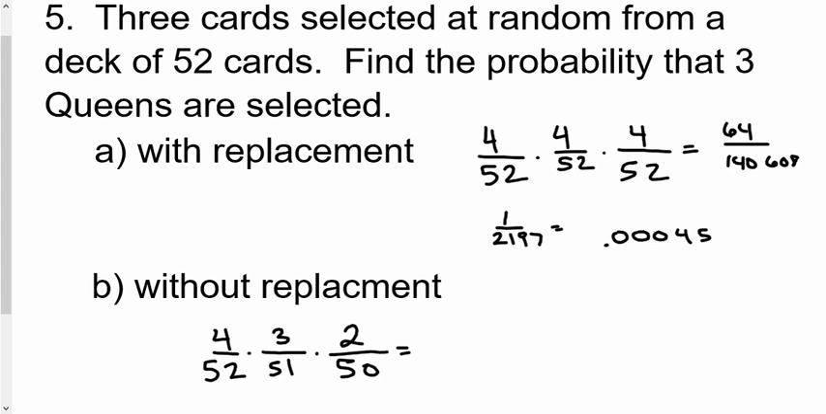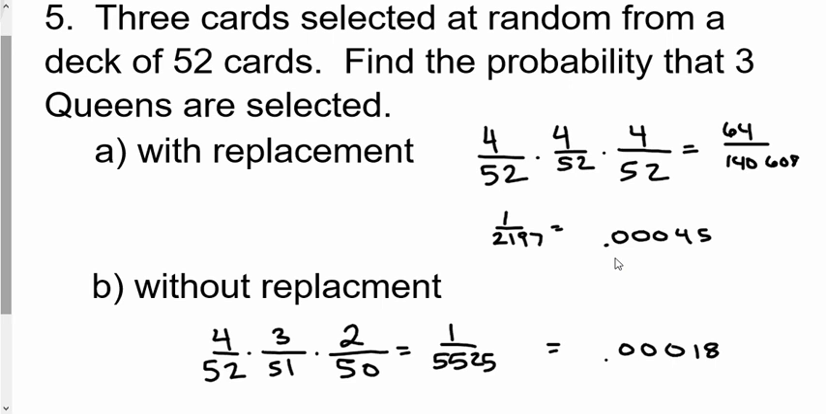Okay, so now when you multiply all this, and you could do some reducing, that's 1/13 and 1/17 and 1/25, I think is what that all comes down to. But I'm just going to multiply those real quick. And this is what we come out with. We end up with a 1 out of 5,000 chance. See, when you're doing this without replacement, the likelihood of you drawing a queen each time goes down. So that makes it much more difficult to draw 3 queens without replacement.